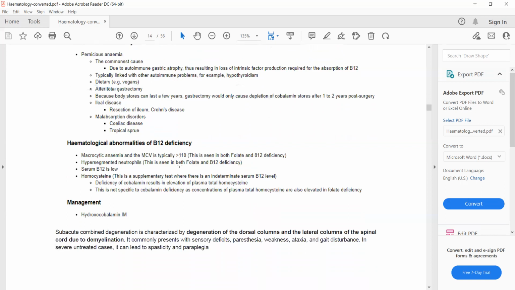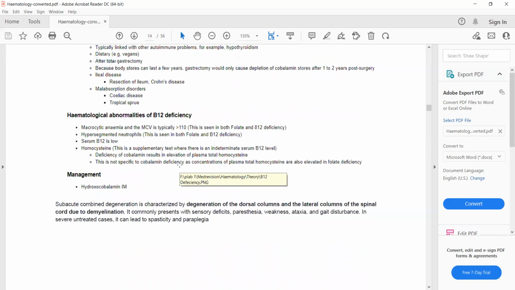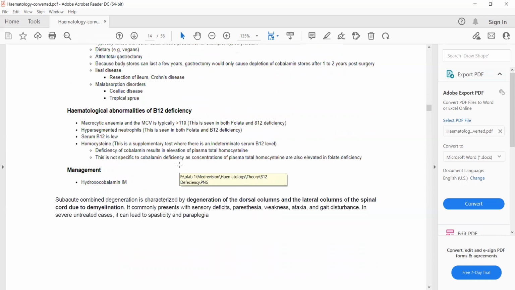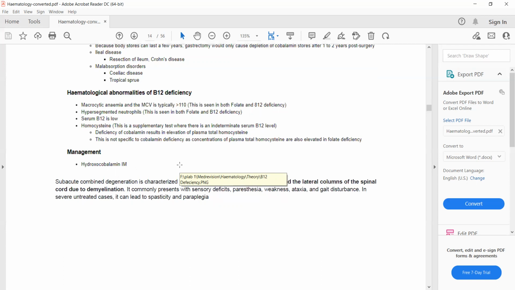Hematological abnormalities of B12 deficiency include macrocytic anemia. MCV is typically more than 110. MCV is increased in both folate and B12 deficiency. Hypersegmented neutrophils are seen in both folate and B12 deficiency. How can you differentiate between folate and B12 deficiency? Because the clinical presentation of both is the same, that is macrocytic anemia, or MCV more than 110, along with low Hb and hypersegmented neutrophils on peripheral blood film.